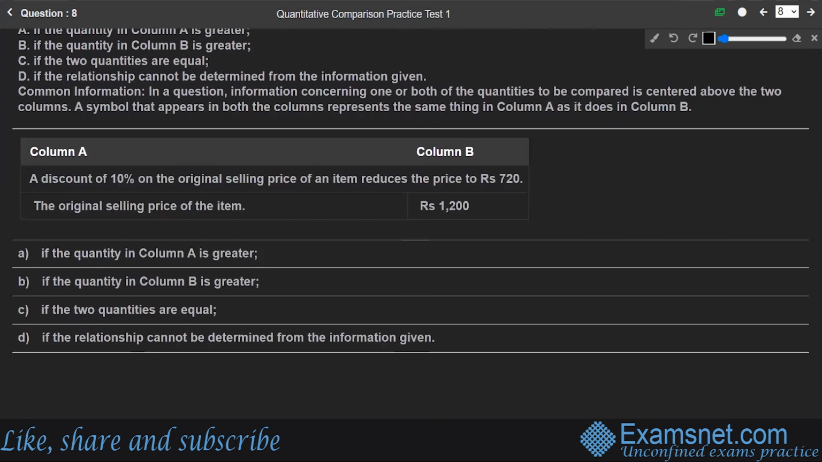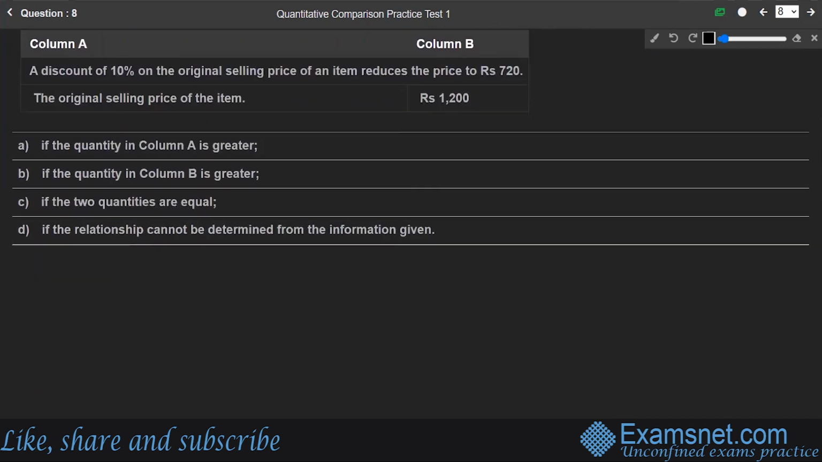Now, let's have another question. The question says, a discount of 10% on the original selling price of an item reduces the price to 720. That means selling price minus discount is actually equal to 720, where the discount is 10%. So we can write selling price minus 10% of selling price is 720. Selling price minus 10% of selling price is nothing but 90% of selling price.